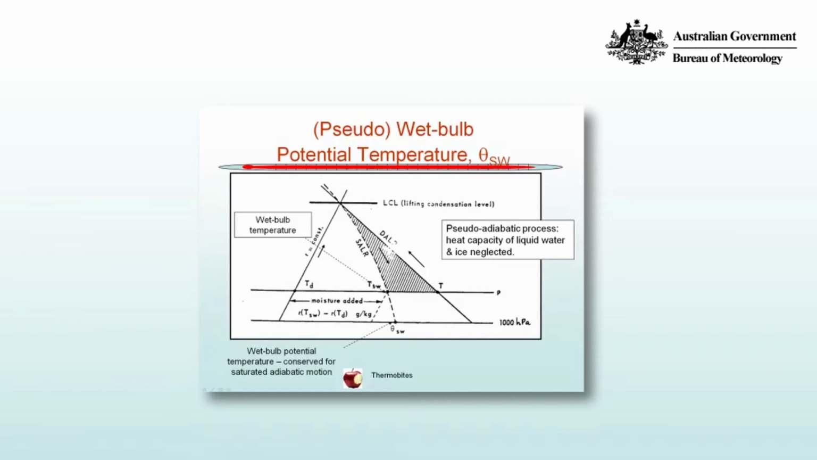Finally, we can take the parcel and lower it to 1000 hectopascals and get the wet bulb potential temperature, or to be precise, the pseudo wet bulb potential temperature, which is actually conserved for saturated adiabatic motion. So it's another conserved quantity, and it's a useful label for saturated parcels.